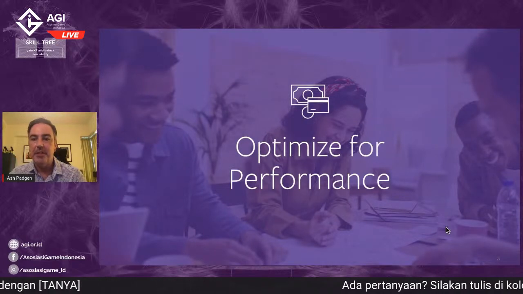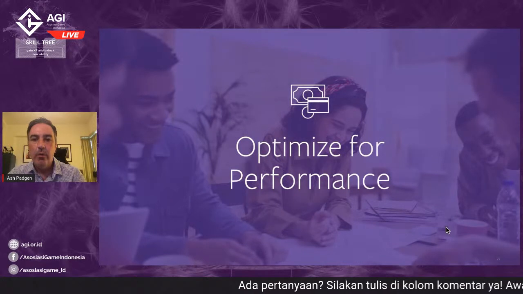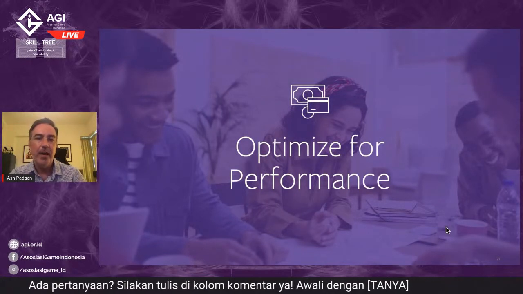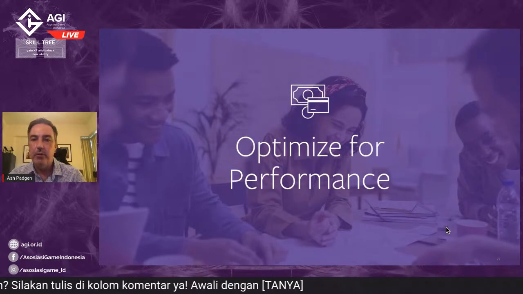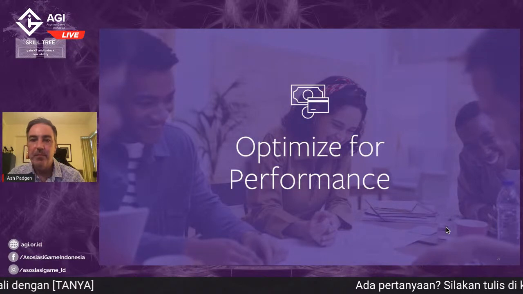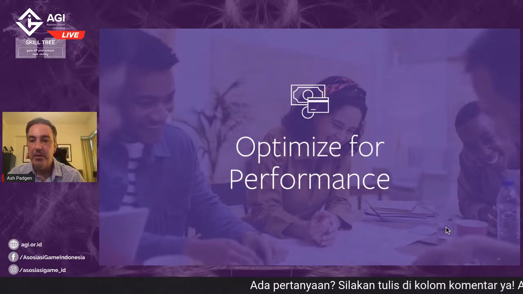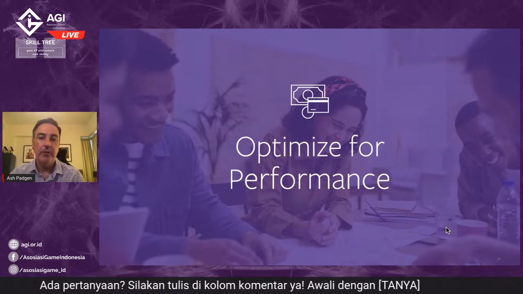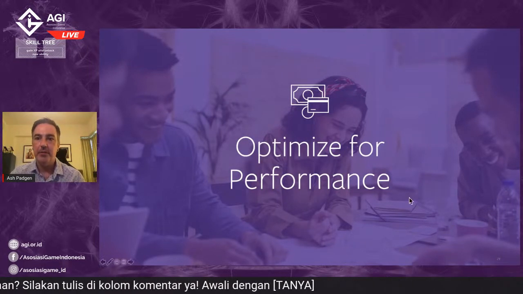Optimizing for performance is success factor 3. Once you've selected rewarded video entry points to implement, you need to track how the ads will impact the performance of your game. It's also important to consider ad frequency and analyze the discoverability of the rewarded video entry points.